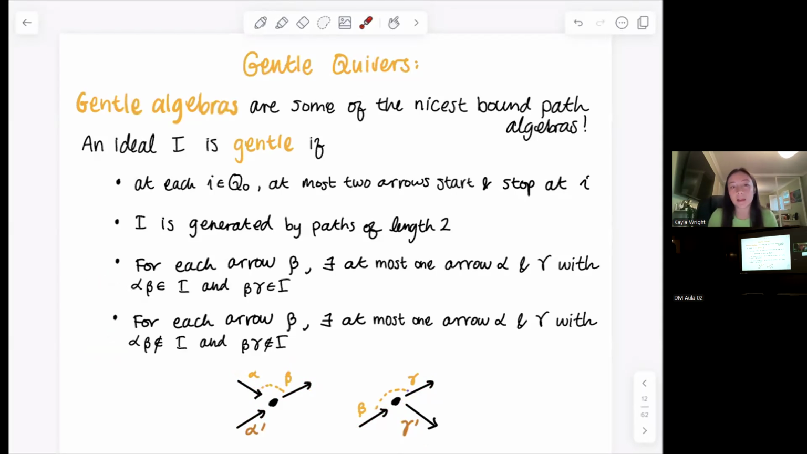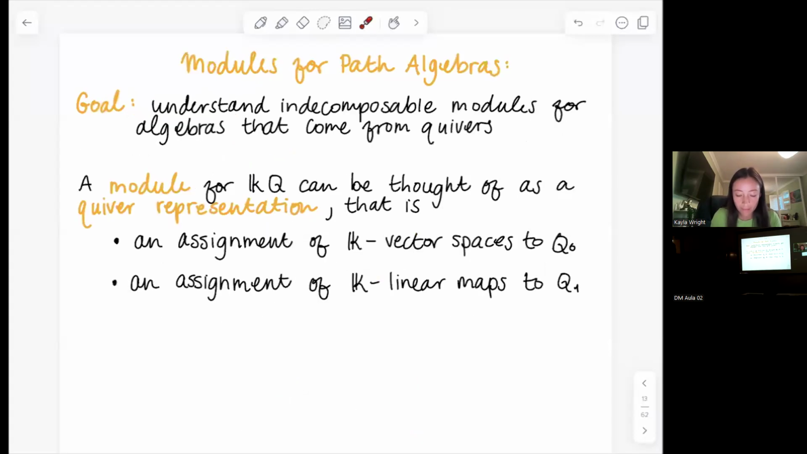So again, we're going to be looking at these generalizations of gentle algebras. We have a lot of control over what the ideals look like and the ways that you can enter and exit paths without being killed in the quotient. So the goal is we want to try to understand indecomposable modules for algebras that come from quivers.